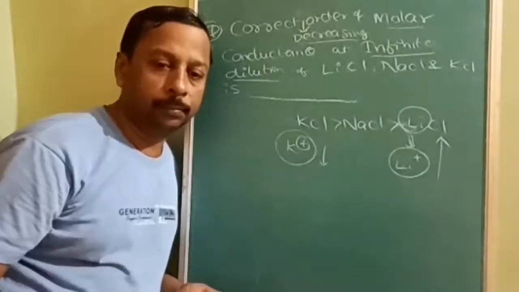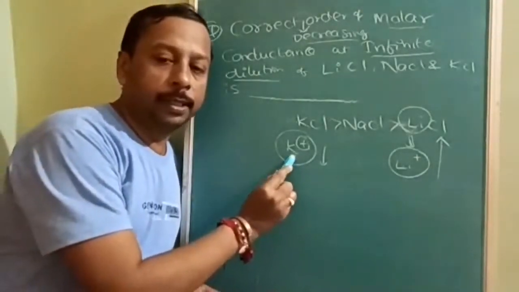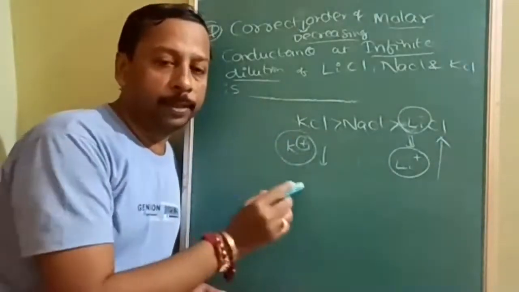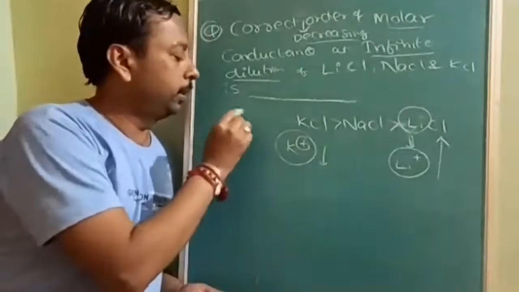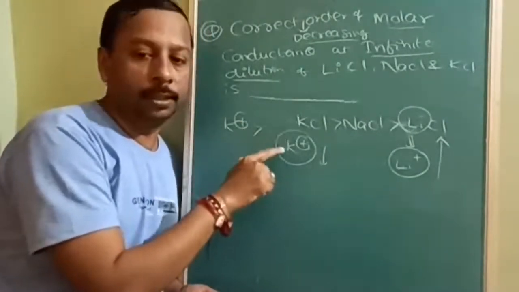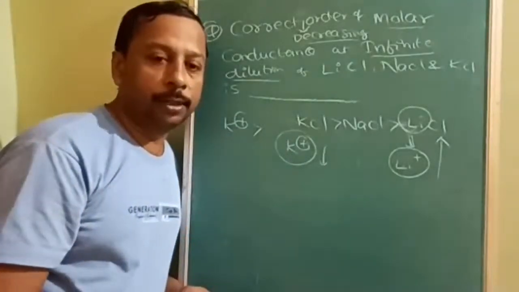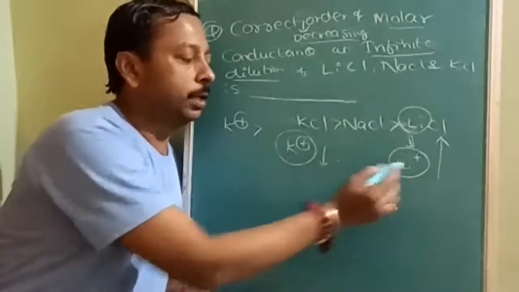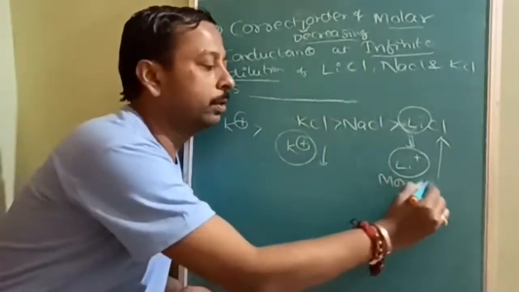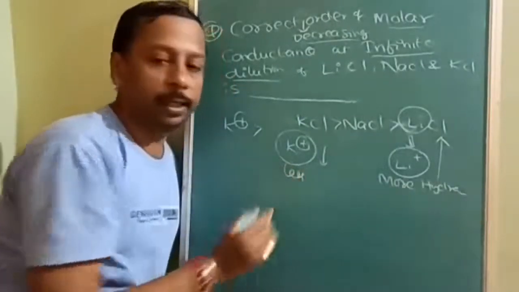Is this reason understood? Due to less hydration, the ionic radius of K plus, if you take K plus separately, is larger. But K plus in solution, that too at infinite dilution, has a smaller radius, and here the radius is more due to more hydration. Due to more hydration here, due to less hydration there.